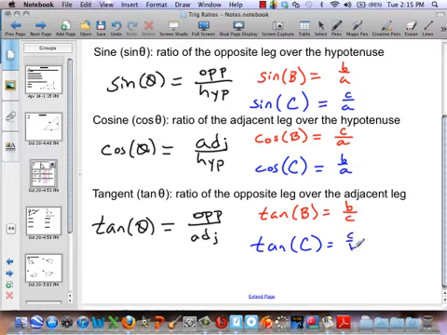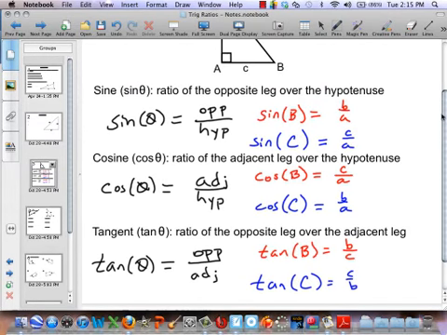Notice, which angle did I not deal with in all of this? The right angle, right? You're never going to take a trig ratio using the right angle. It's always one of the other two.